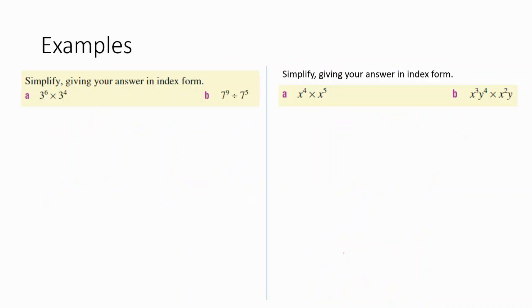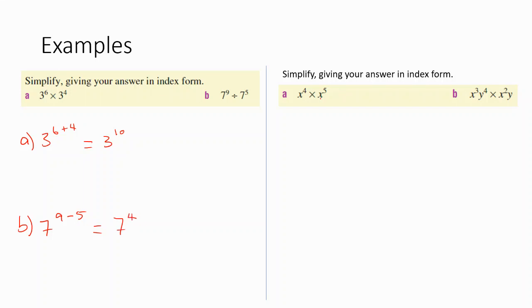Let's do some more examples. In this first case, we can see that the base is the same. We've got 2 bases of 3. So we can rewrite this as 3 to the power of 6 plus 4 because it's a multiplication, which becomes 3 to the power of 10. In this case, we can see that the bases are the same and a division is occurring. So we can write this as 7 to the power of 9 minus 5, which is equal to 7 to the power of 4.